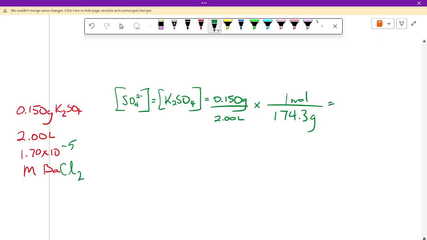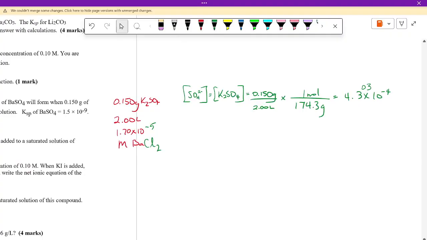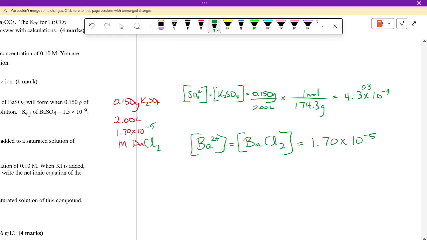All right, and so we get 0.15 divided by 2 divided by 174.3, which is 4.303 times 10 to the negative 4. Okay, and we know that the concentration of barium is equal to the concentration of barium chloride, which is 1.70 times 10 to the negative 5.